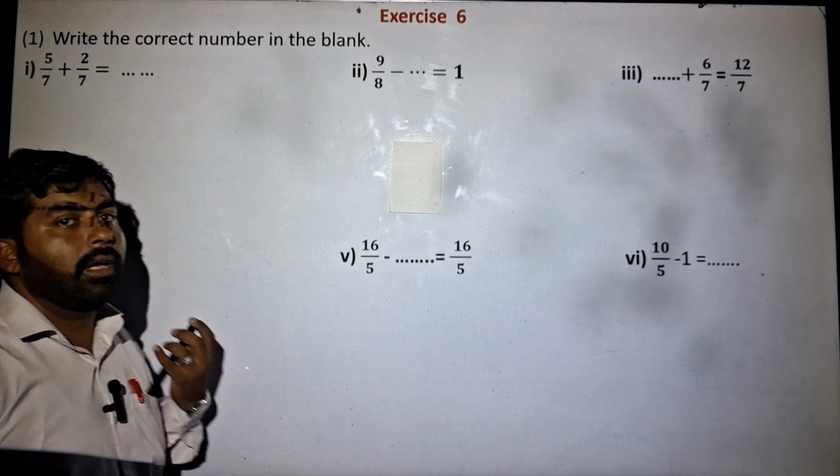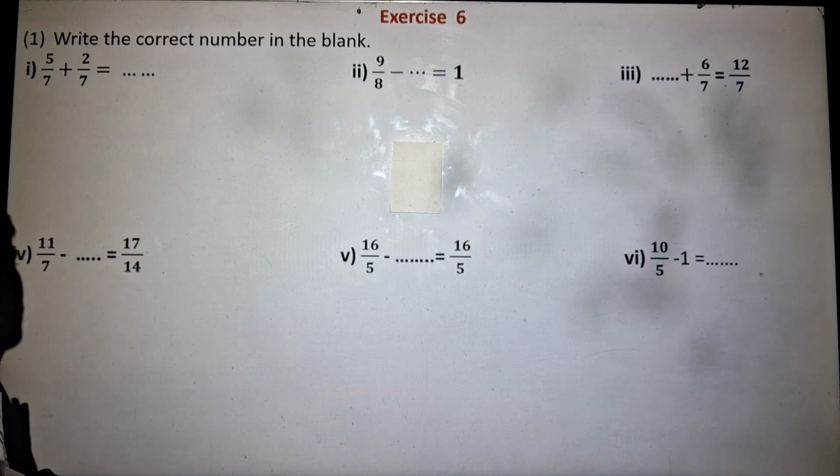Here we solve exercise number 6. Question number 1: write the correct number in the blanks.